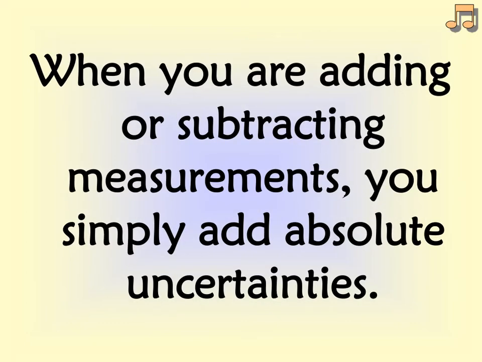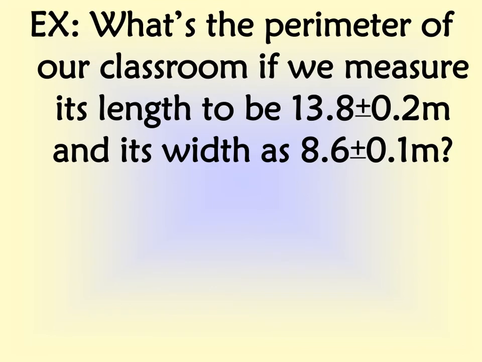Okay, if we're going to add or subtract measurements, then all you're going to do is add or subtract the absolute uncertainties. It's really simple. For instance, here is a problem. What's the perimeter of our classroom if we measure its length to be 13.8 plus or minus 0.2 meters, and its width to be 8.6 plus or minus 0.1 meters? By the way, presumably we use the same measuring instrument for both of these measurements.